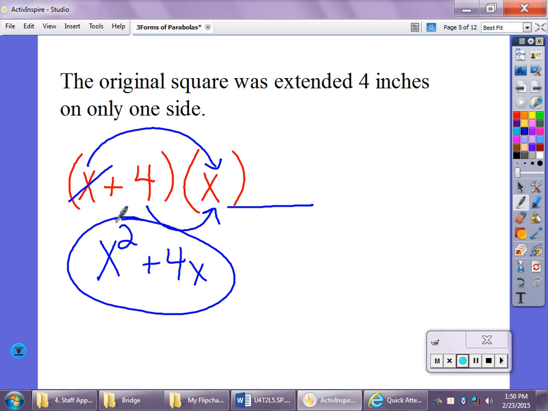Just a reminder, at any time after I read the problem, you can pause it before I start to show the work if you want to do the work and check yourself.